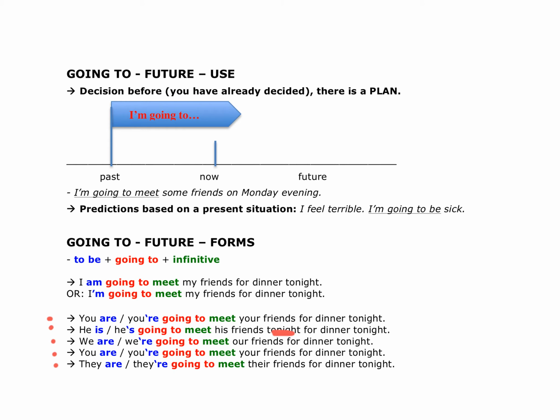So let's repeat all together once more. The going to future is used when there is a real plan. So there is a decision that is made and you talk about this plan. There can also be a prediction that is based on a present situation. So not just a prediction that is not very probable, but one that is quite sure to happen.